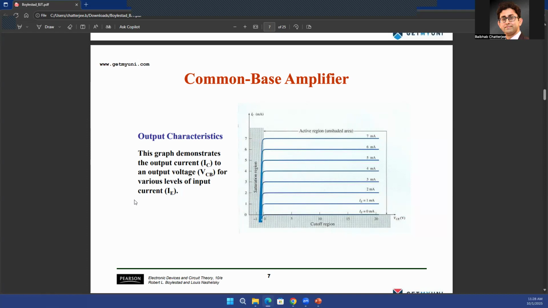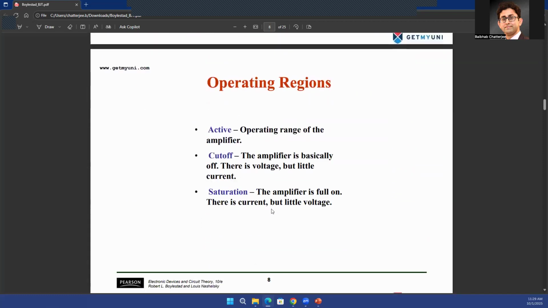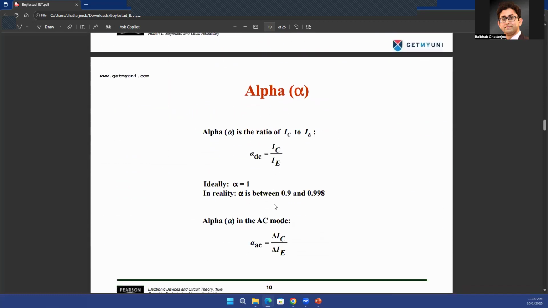Is it possible to shift the regions? Yes, of course. If your VCB is very small, then you are in the saturation region. It is possible, but you cannot do that as a circuit designer. You have to do that as someone who designs the actual device. A device physicist can do that by changing the threshold voltage of the devices. So there would be these three different operating regions, and we'll come back to BJTs later.